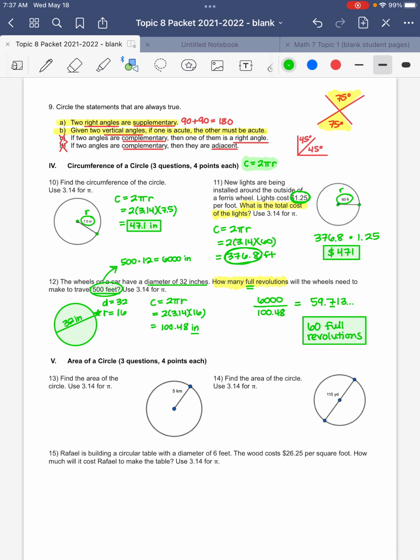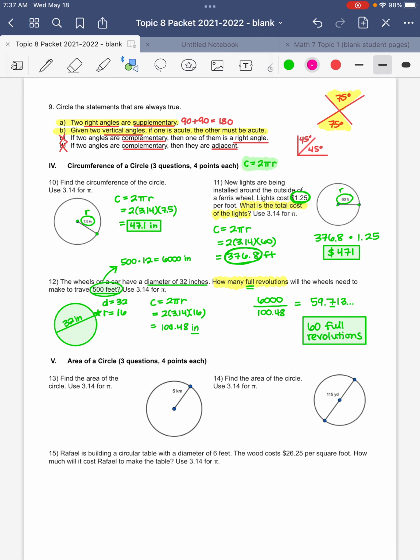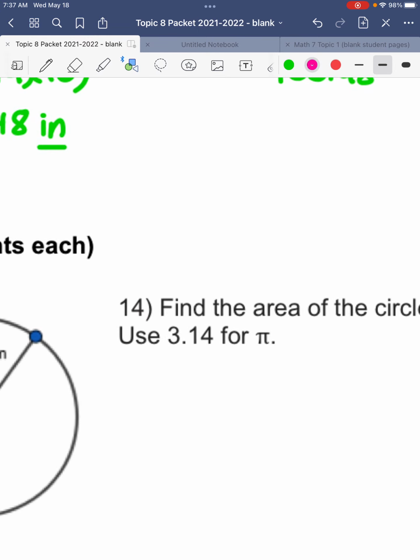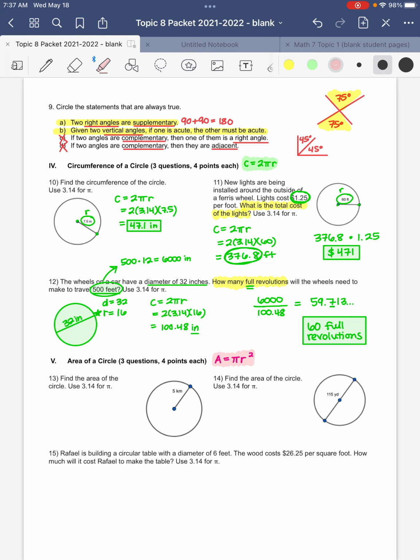Okay, so now let's move on to area of a circle. So our next topic is area of a circle. So there is a formula for area of a circle that you need to know. Area equals pi times the radius squared. Okay, so now that we know that, let's look at number 13.